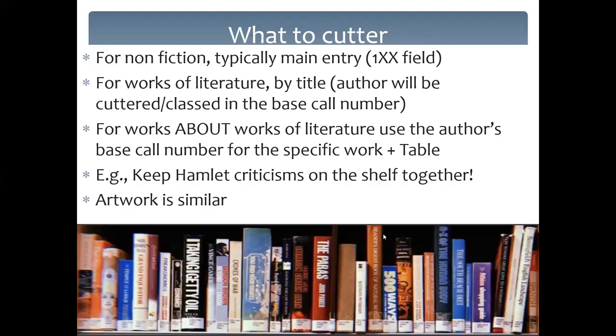For works about works of literature, that would be like a criticism of Hamlet, you're going to use that base call number for the specific work if it has its own call number, and then you're going to use your table. In other words, you're going to keep the Hamlet criticisms together on the shelf next to Hamlet. So you're not going to put all the Shakespeare criticisms at the end regardless what title they're about. You're going to actually put them near the work if the work has its own call number set up for it.